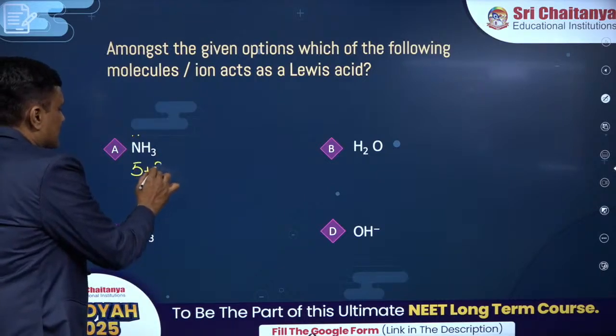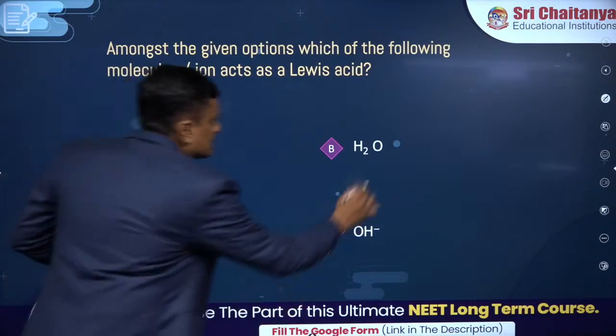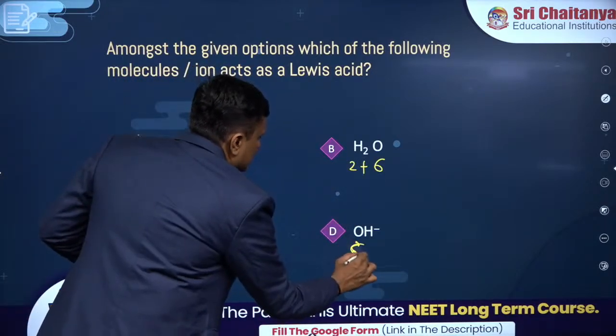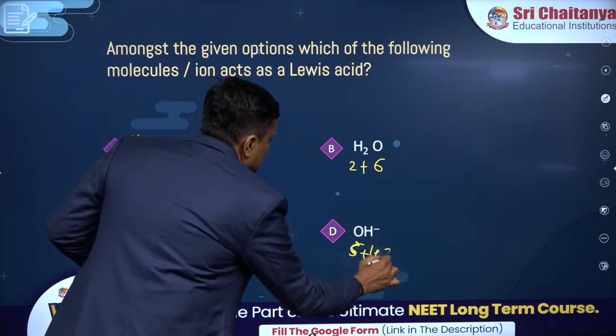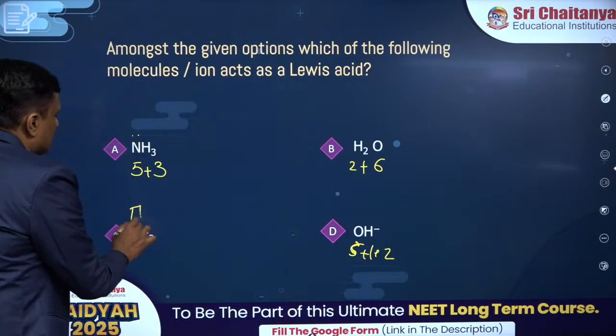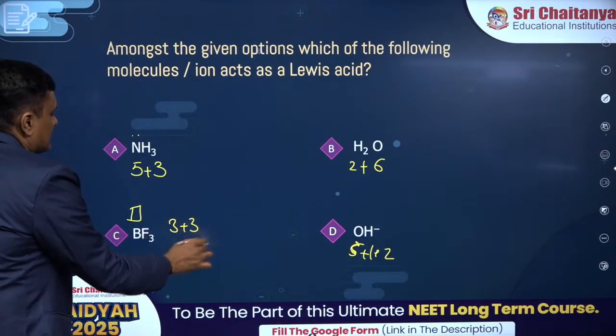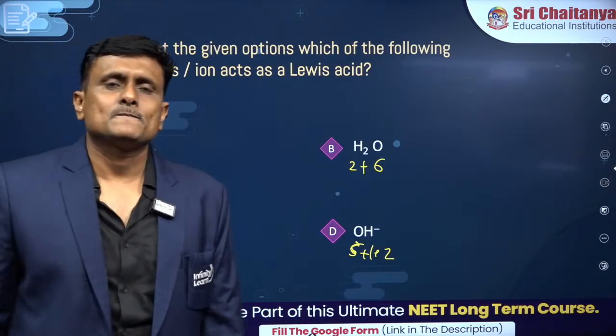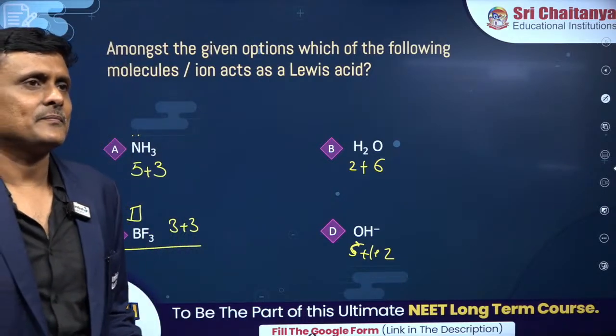Valence, we were studying till now. And this has a completed octet. This has a completed octet. Whereas this boron has 3+3. You know that it has an empty orbital. We have studied this quite a lot. We have studied this long back, isn't it?